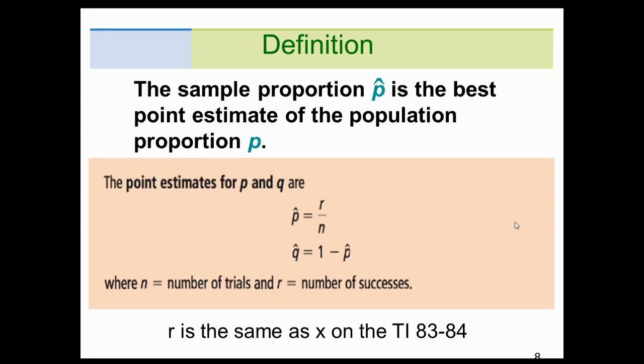All right, once again, the sample proportion P hat is the best estimate for the population proportion P, just like X bar was the best estimate for mu, X bar being the mean of the sample and mu being the mean of the population. Here it's P hat and P. P hat is R over N. Sometimes P hat is actually given to you. If you don't know what it is, it's R over N. R and X are one and the same. And of course, Q hat is 1 minus P hat. R and X on a TI are synonymous.